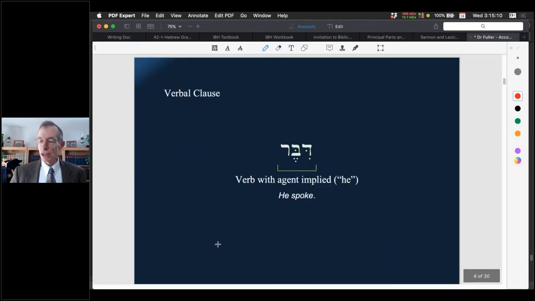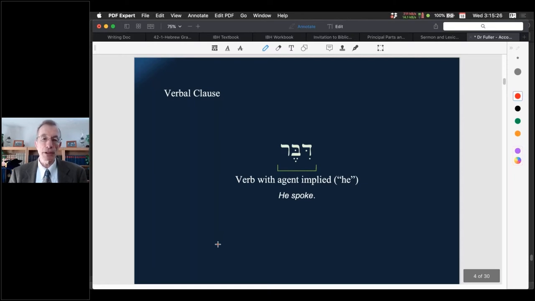Let's look at some of these. First, we're going to start by looking at verbal clauses, okay? So the first verbal clause is just debere, that's it, okay? It has obviously the verb, but it implies the agent at the end of the word.